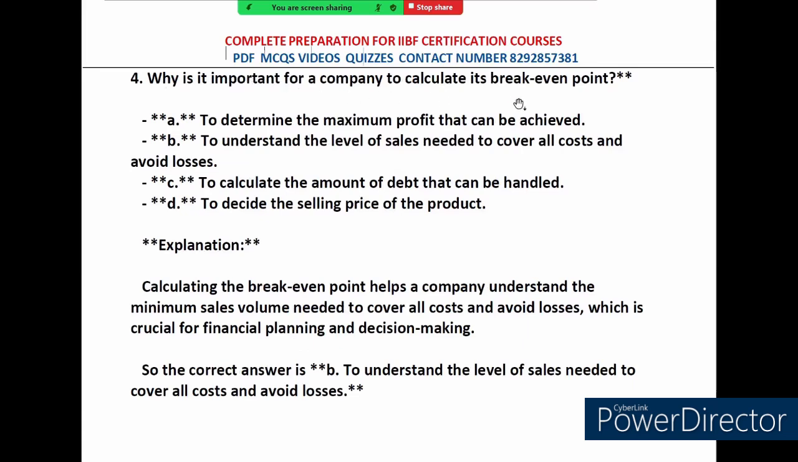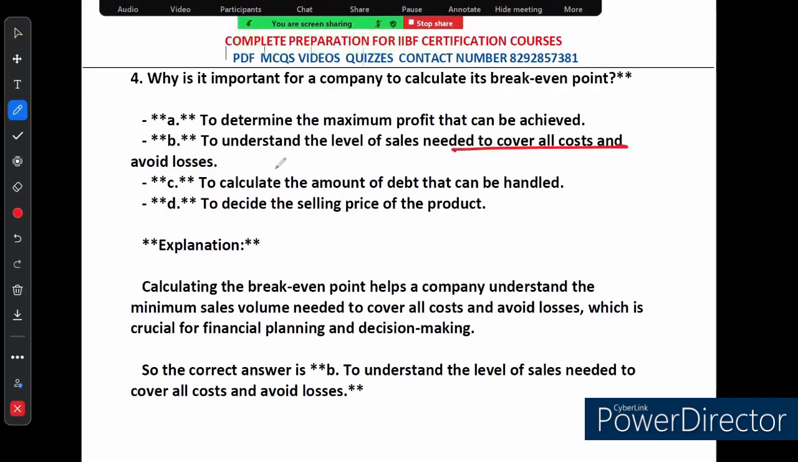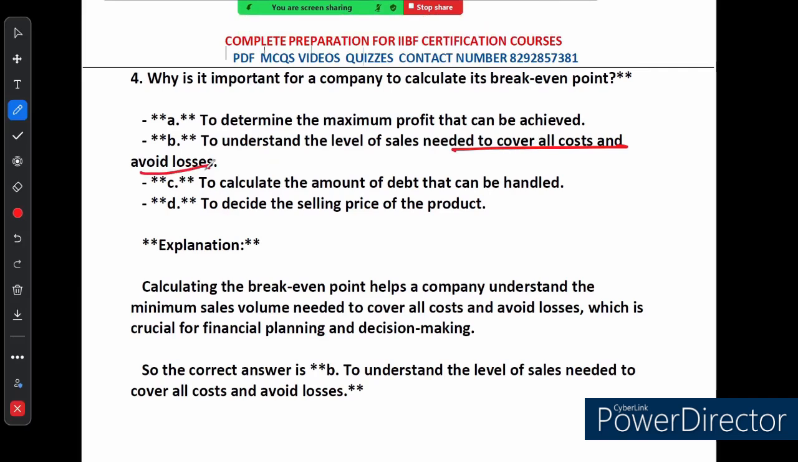Very good question. So the options are: to determine the maximum profit that can be achieved. No, this is wrong, because the break even point does not tell you about your profit. It is actually covering cost. Option B says to understand the level of sales needed to cover all costs and avoid losses. See, now this is the correct answer.